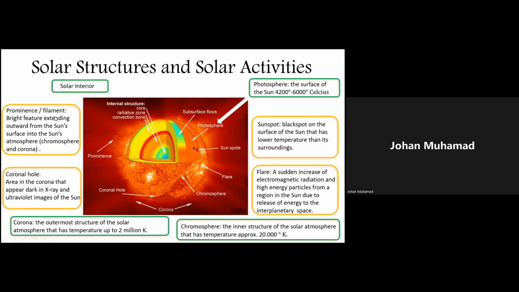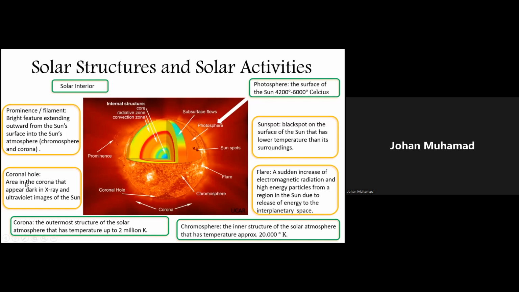So here, the yellow boxes show some of the activities that happen in the sun. First, we have the prominence or the solar filament. Here, we can see the filament or prominence is a bright feature extending outward from the sun's surface into the sun's atmosphere. Well, actually, this is high plasma density but low temperature material that is lifted up into the atmosphere of the sun, so we can see this bright feature like this.